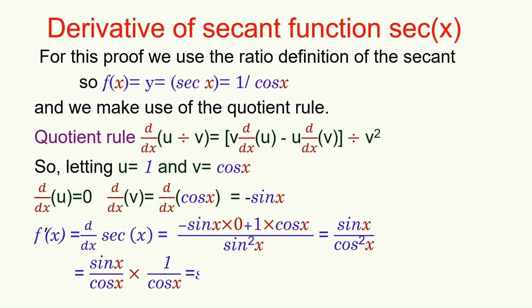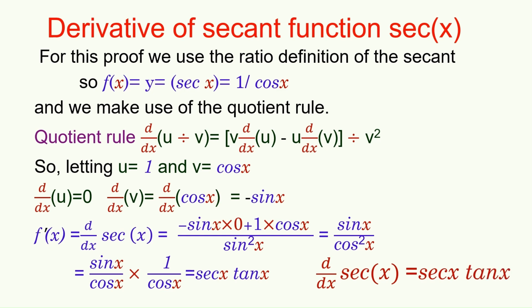Rewrite it as sine of x divided by cosine of x times 1 divided by cosine x, equals secant of x times tangent of x. Therefore d/dx secant of x equals secant of x times tangent of x.